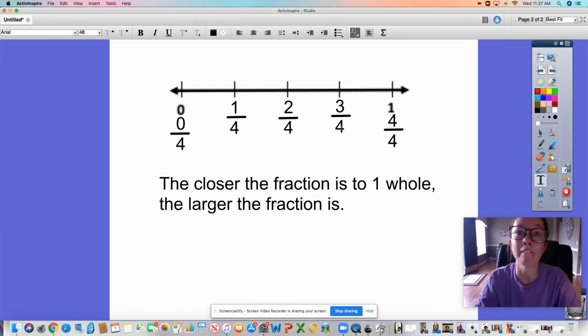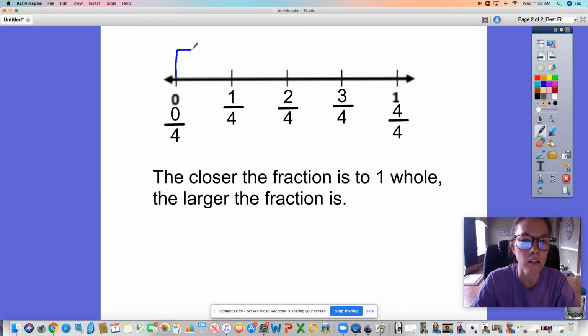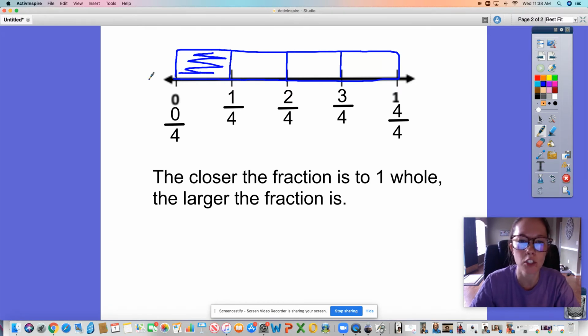I like to convert everything into thinking about food because I'm always hungry. So if we were thinking about a candy bar, and if this whole thing from the 0 to the 1, this blue candy bar, it must be a crunch bar, is our candy bar. And we split that candy bar into four parts. And if we just ate one of the four parts, that's how much of our candy bar we've eaten. This is how much would be left.